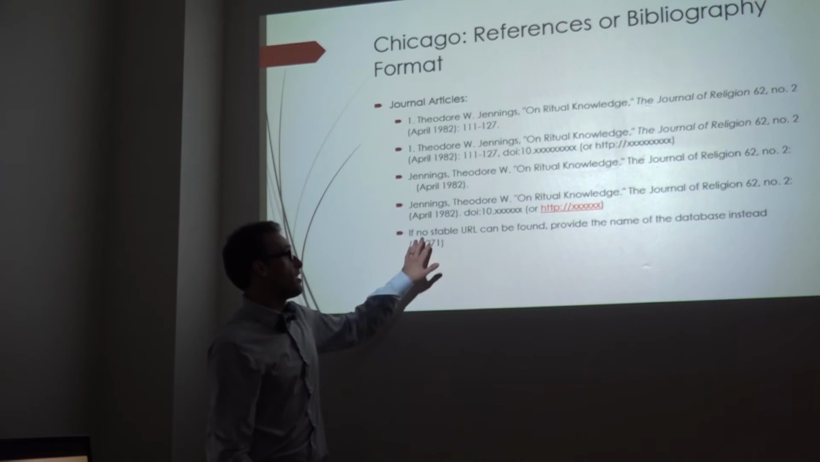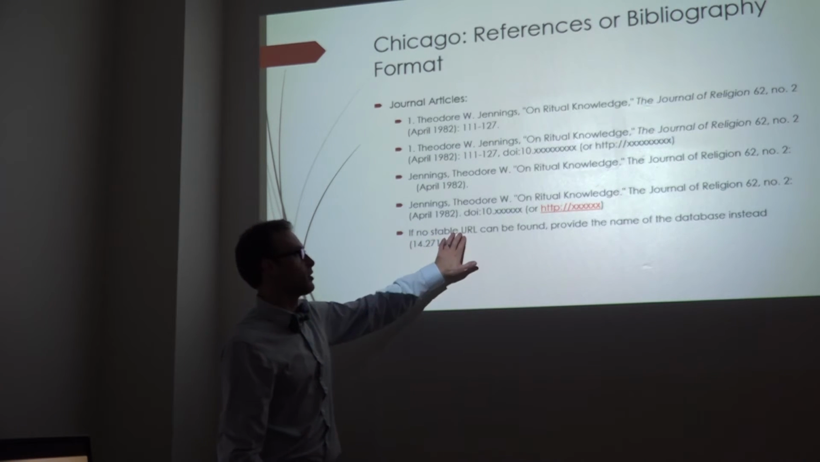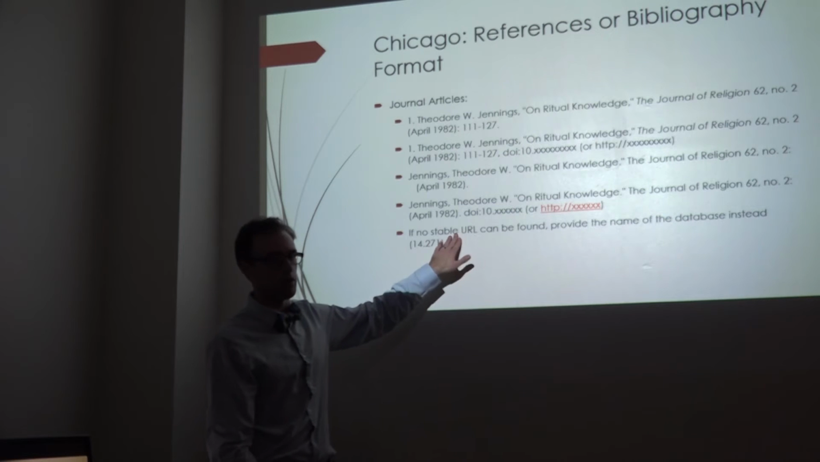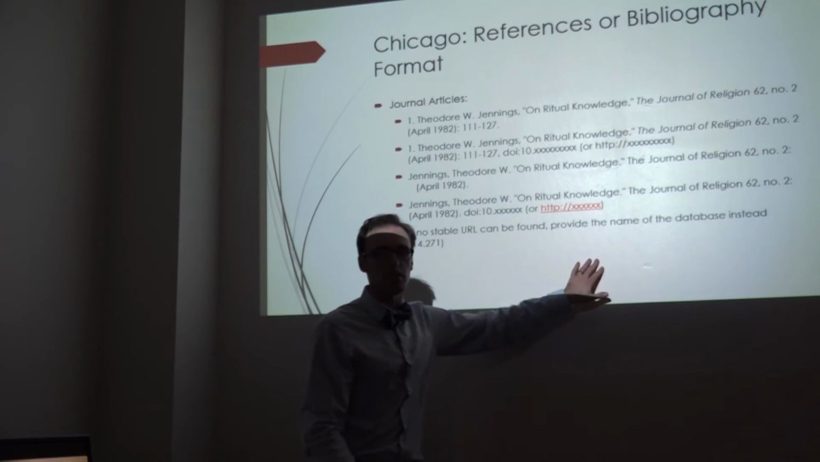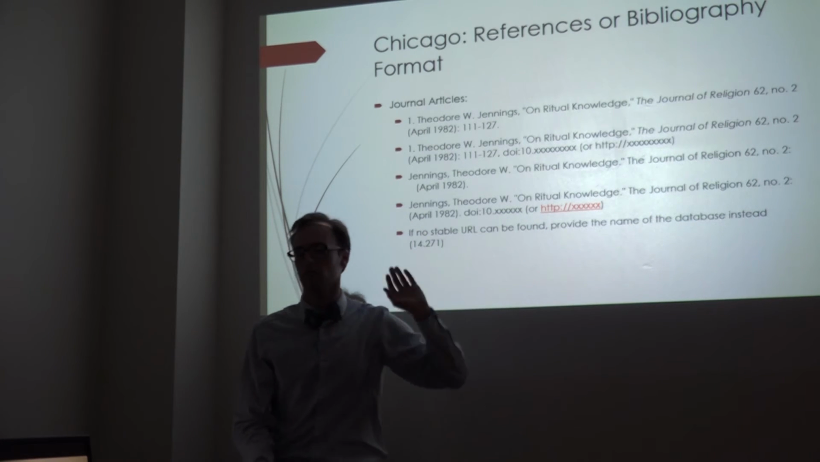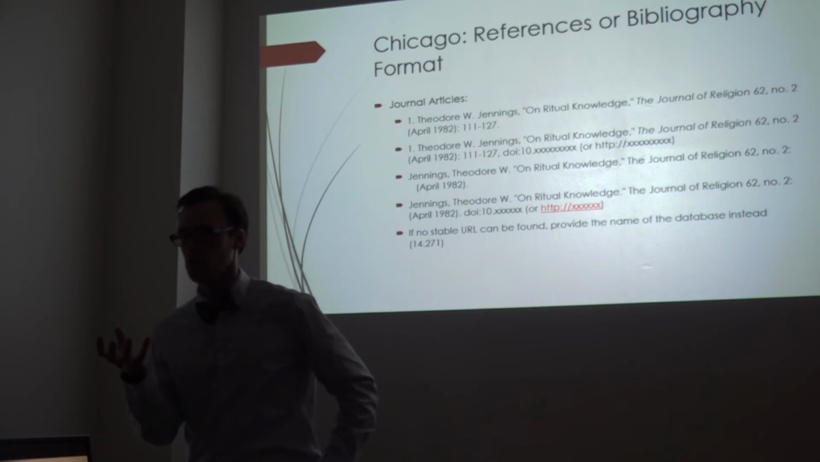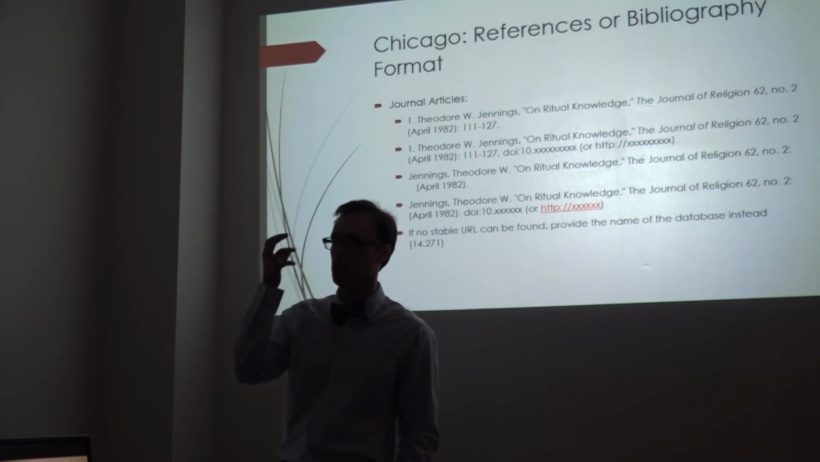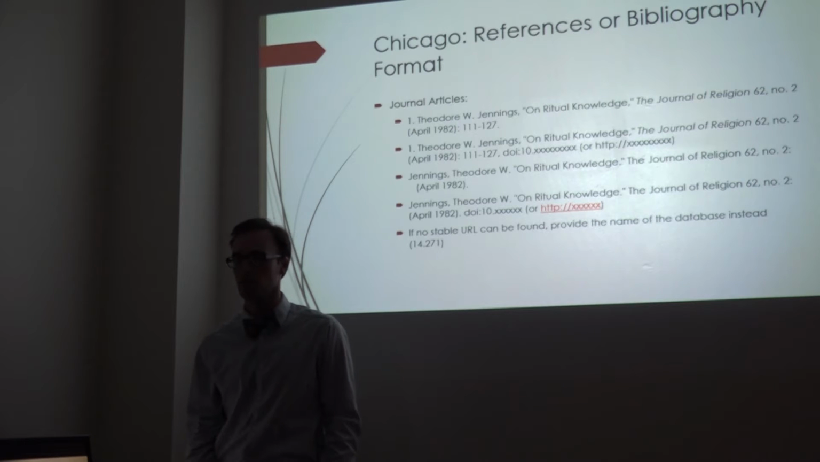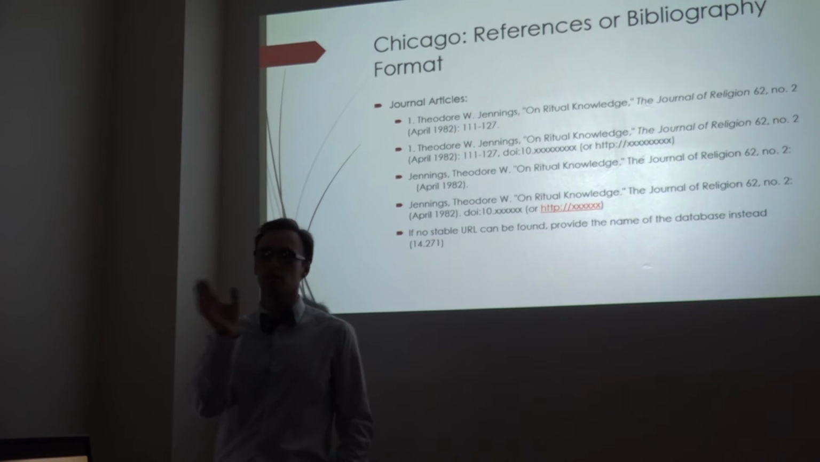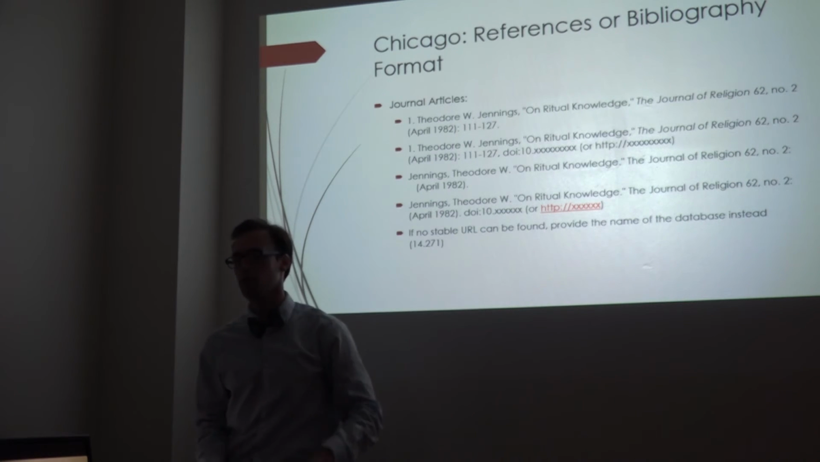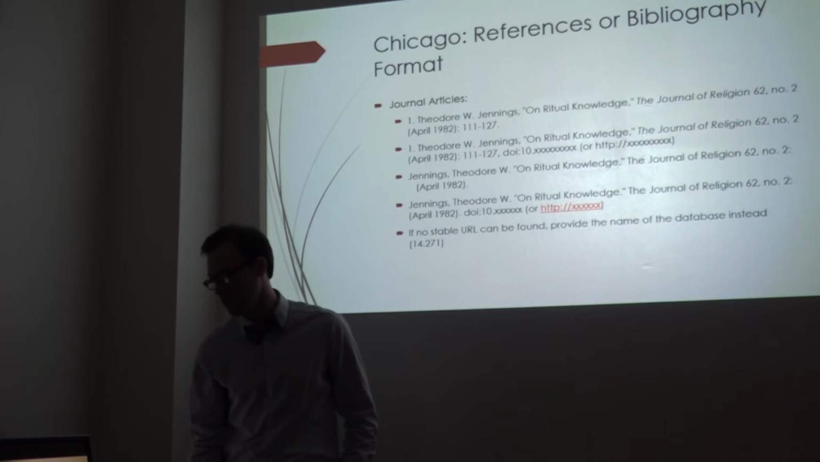The notes. And if no stable URL, this is what I was trying to look for. If you can't find a URL, then provide the name of the database that you found it in instead. So if JSTOR for some reason does not have a stable URL that you can use, then use the name of the database instead. But you don't need both. You don't need ProQuest and then the link.